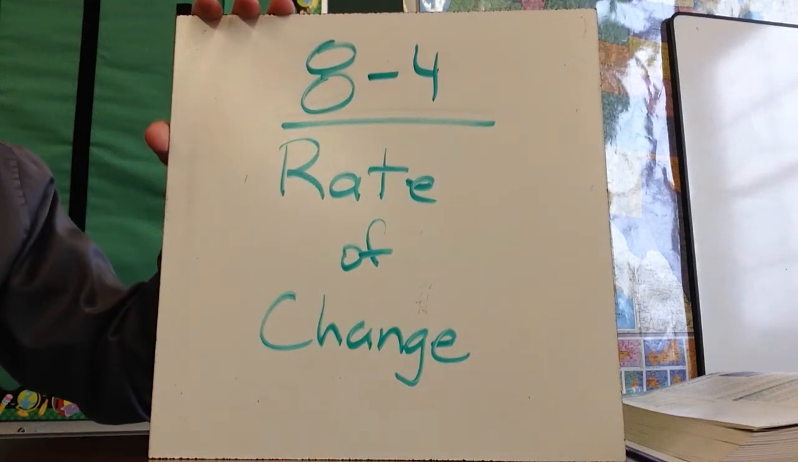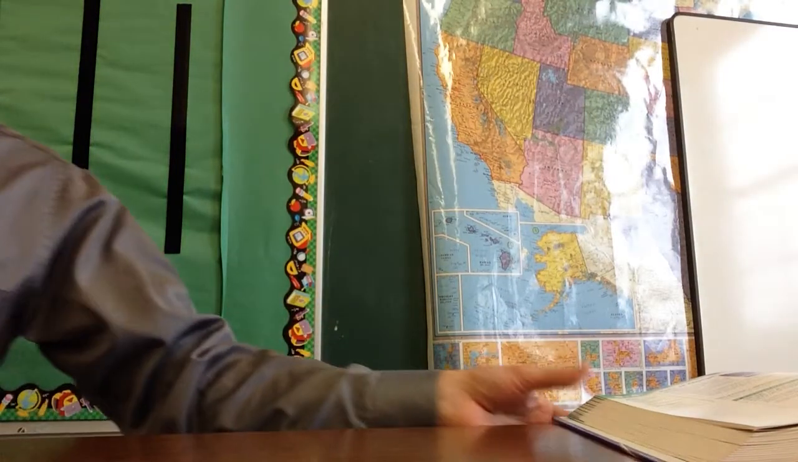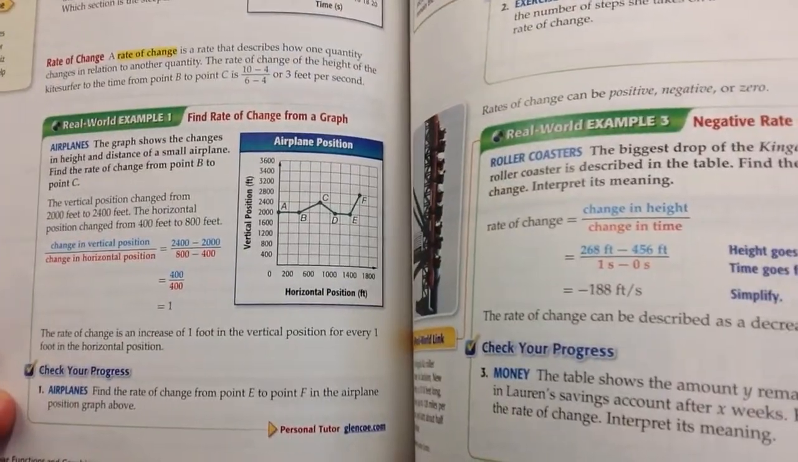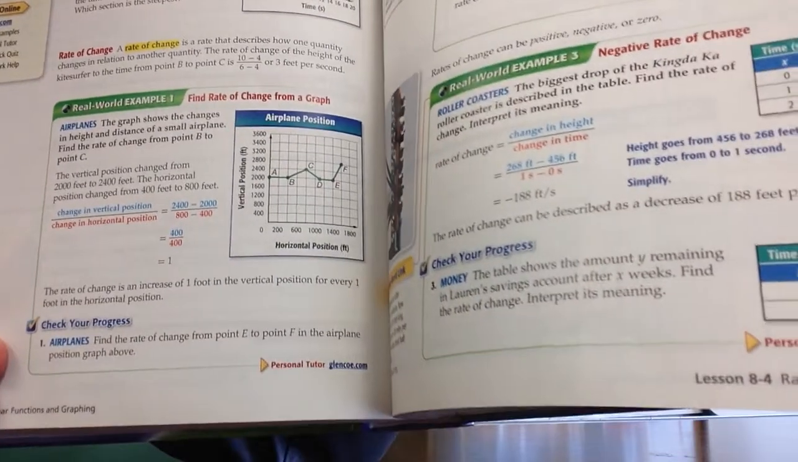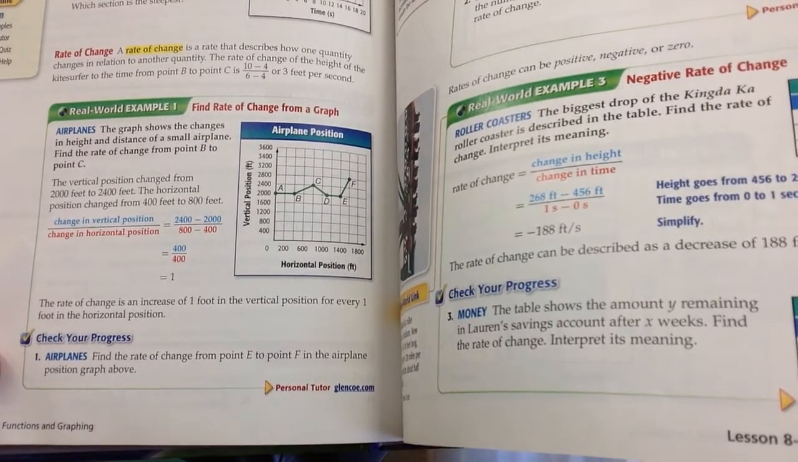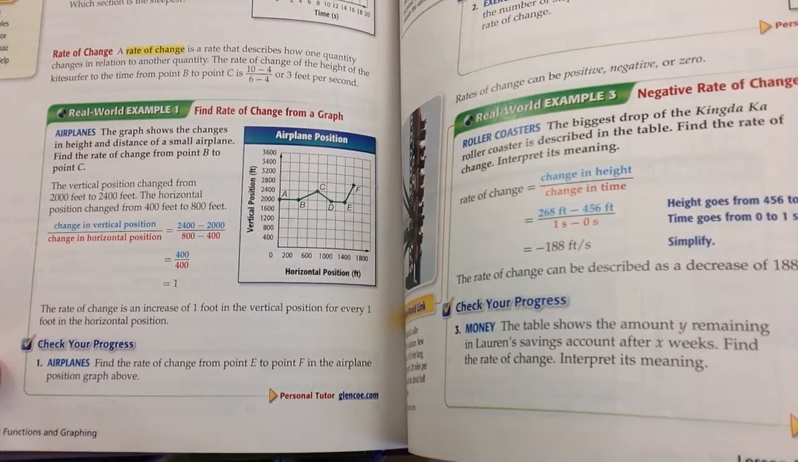This video will discuss Chapter 8.4, Rate of Change. So we're going to talk about the formula for the rate of change, which is the change of y over the change of x. And I want to start with this first graph, which is talking about the vertical position of an airplane related to its horizontal position. So going up as opposed to going across.